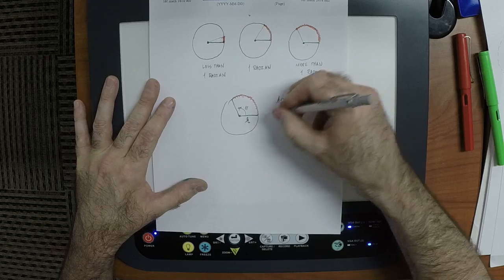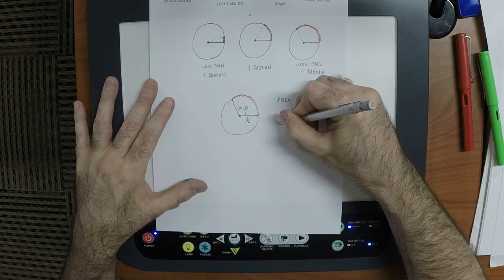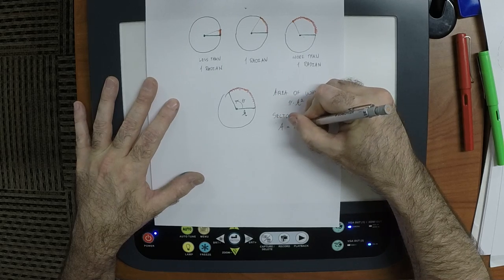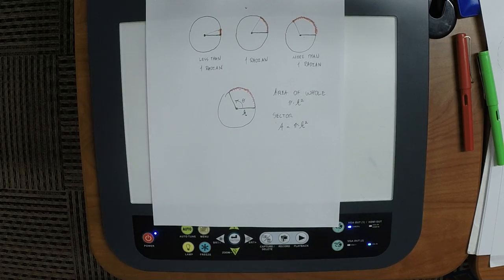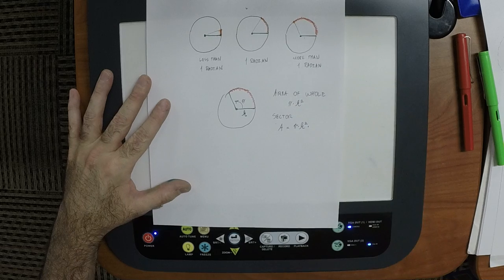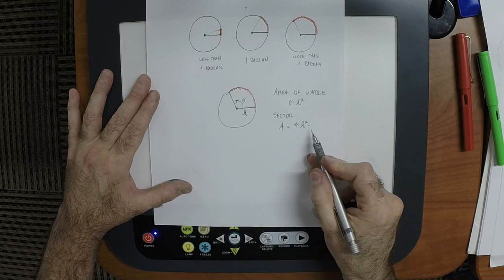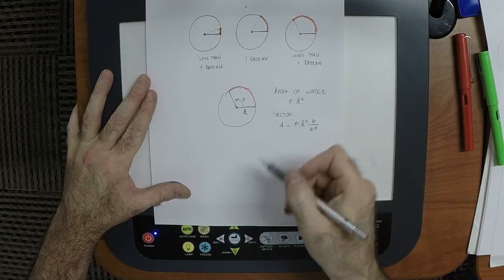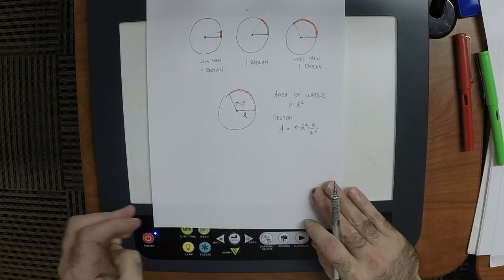So the answer for the area of the sector: if it was the whole circle, it'd be pi r squared, right? But we only want the amount of area that represents how far around the circle we went. So what fraction did we go around? Well, it'd be theta over 2 pi, right? That's how far we went around. So that's the area of a sector. This is the reason why radians are important, and the reason why you should stop talking about degrees. That's nonsense.